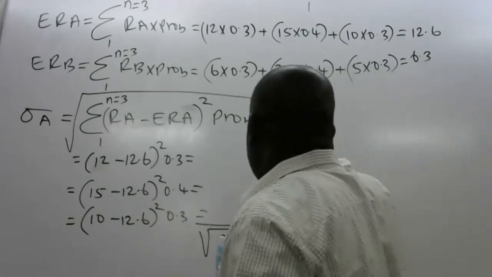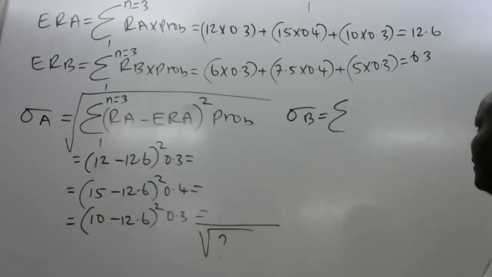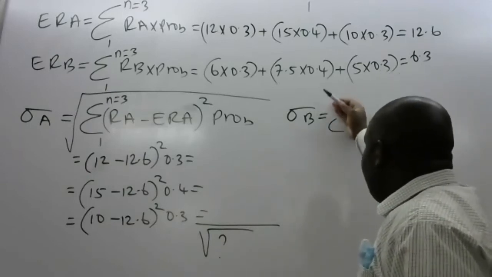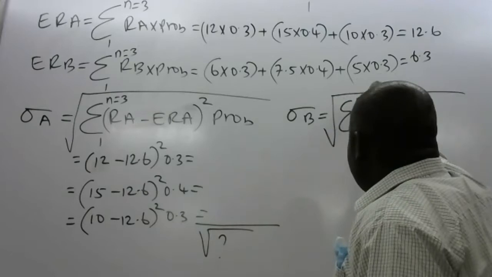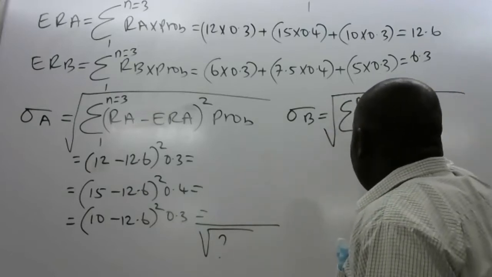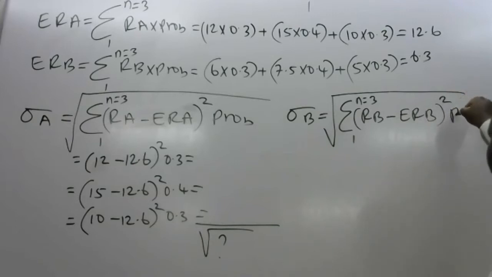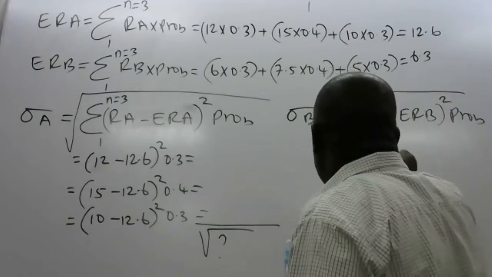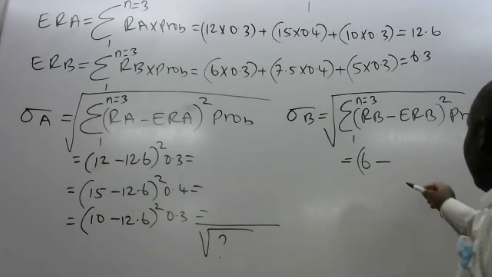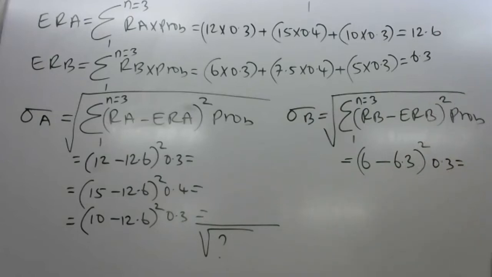So when you want to get the standard deviation for B, we also get the summation from the first one to the last. There are three of them. Return for B minus expected return for B, we square, then the probabilities like that. So the first return for B, we know it was 6 minus expected return, which was 6.3. The difference we square, the first probability was 0.3.